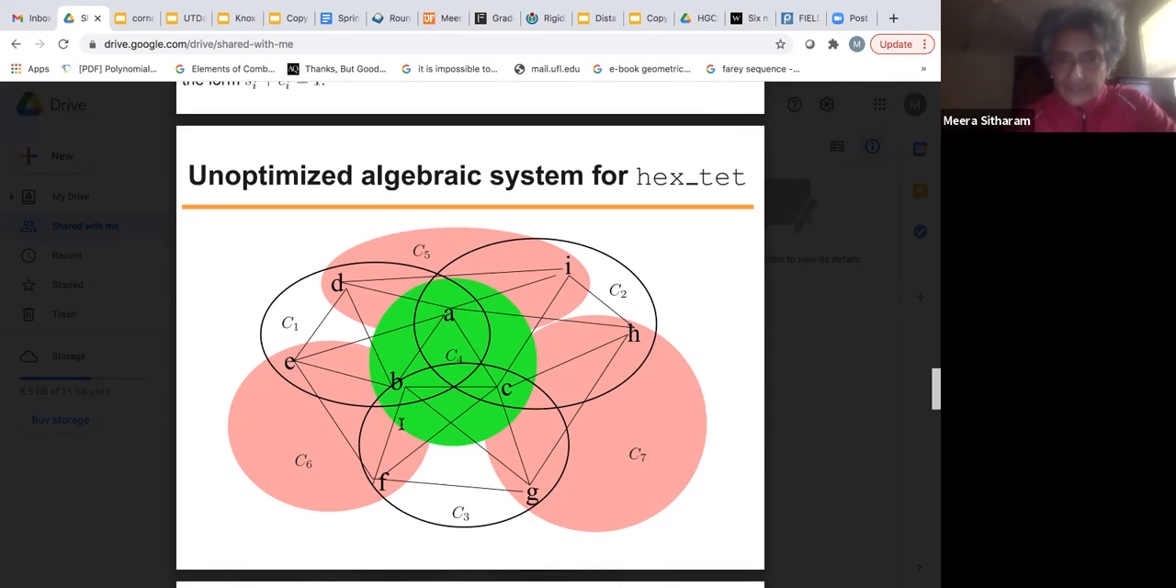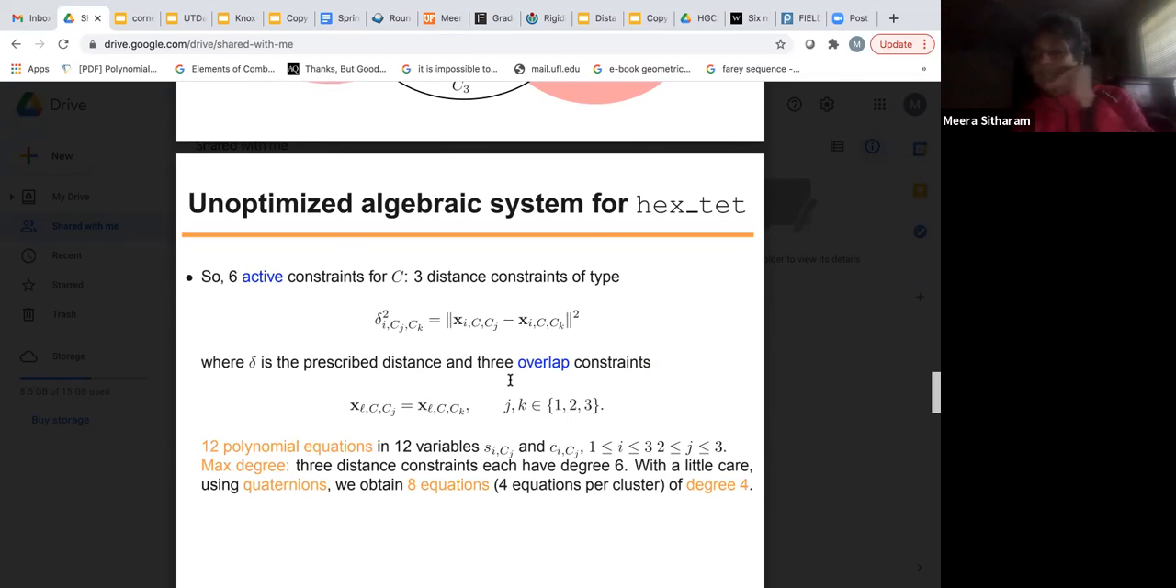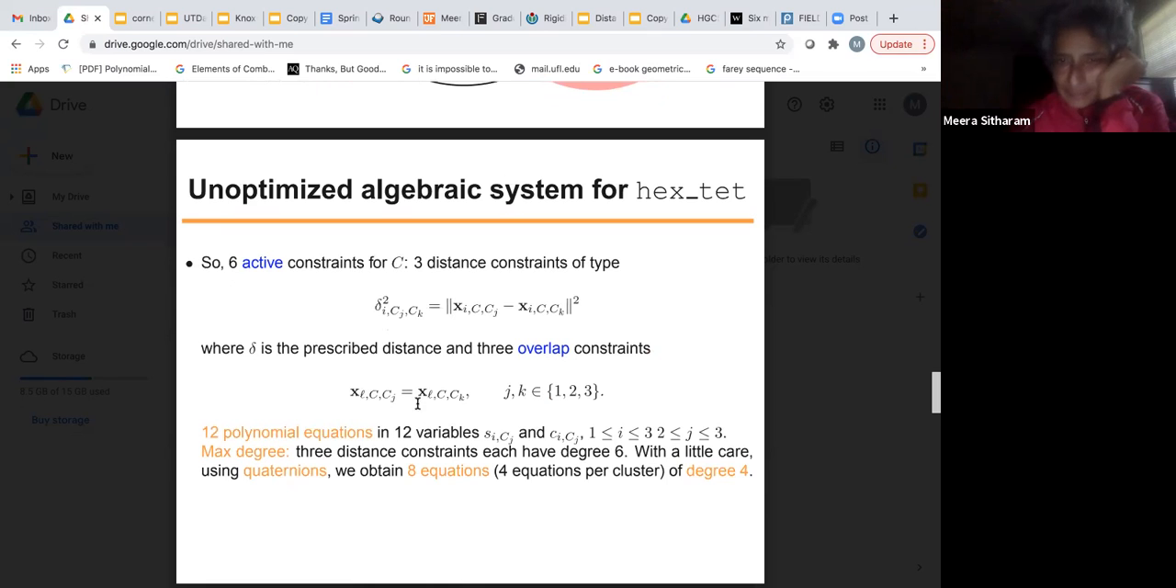So you've got 6 incidences and 3 distances. So that's what it says here. So 6 active constraints, 3 distances of this type, and it says 3 overlap constraints. These are incidences, but the incidences are really 9, because the 3 incidences now become 9 of these, because 1 for each of the 3 coordinates. So altogether, you end up with 12 polynomial equations in 12 variables.